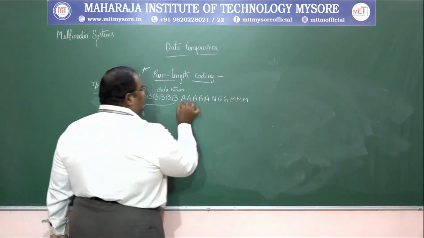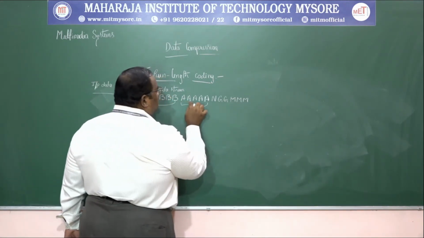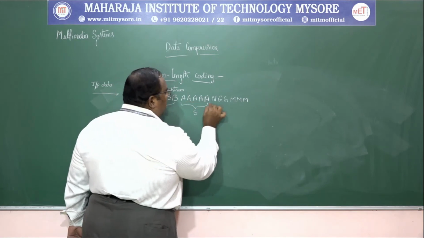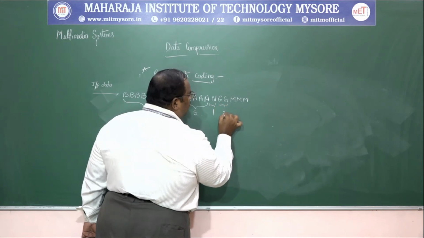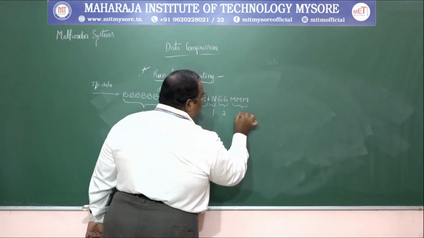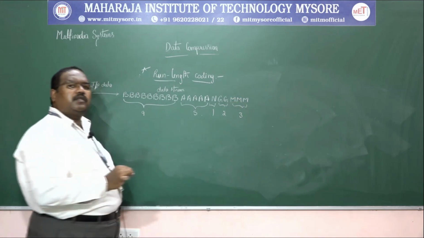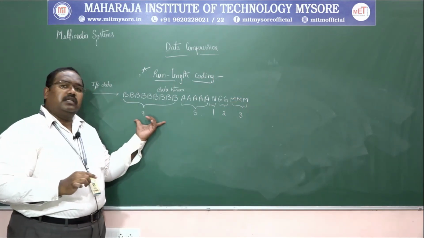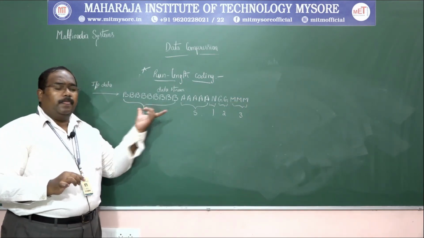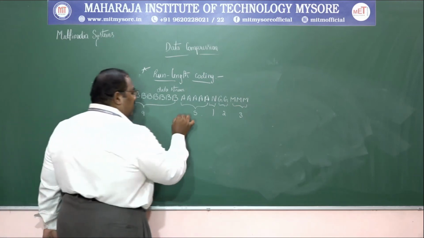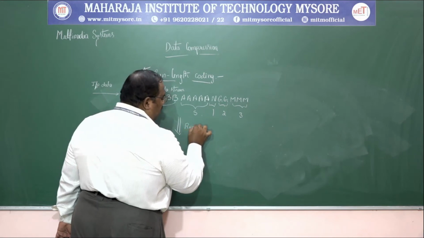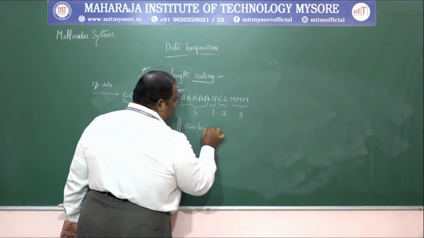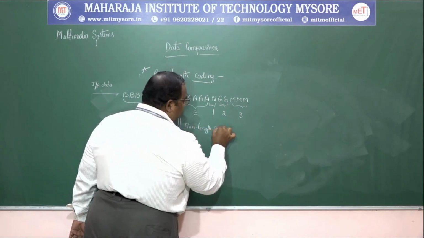How many times has A occurred? A has occurred 5 times, letter N only 1, G 2 times, and the letter M 3 times. So this is the representation. Now what I do is apply the run length coding technique.